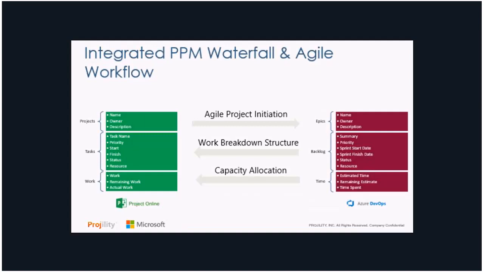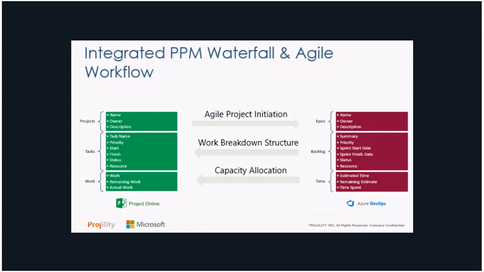If we look more on the DevOps side on the right, in an Agile world, we've got epics, which are typically our highest level below our products. We've got a name of an epic, an owner, and a description. Then we've got a backlog, and that's going to have a summary. It's going to have priorities or prioritization, a start and finish date on the sprint, the status of it, and then the resource or resources that are responsible for that. And then finally, we have time instead of work. We've got an estimate, we've got remaining, and some kind of a sense of time spent.